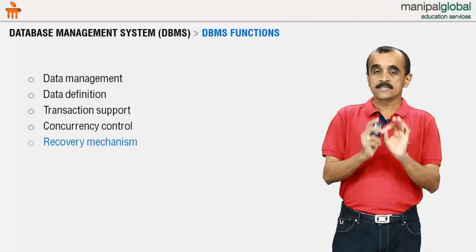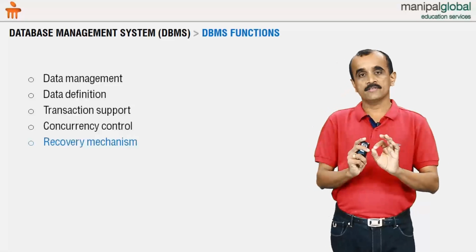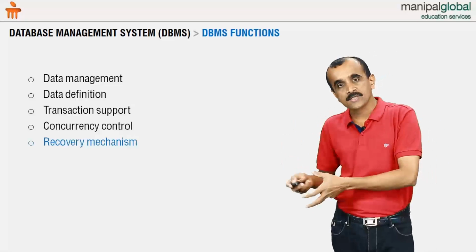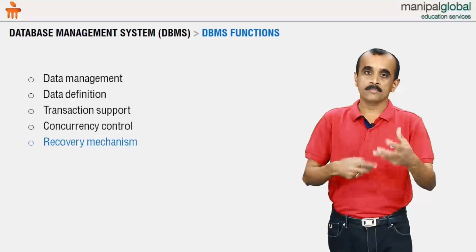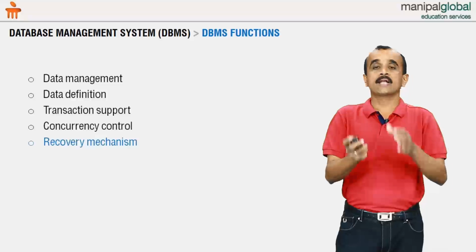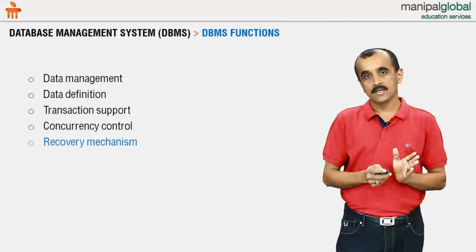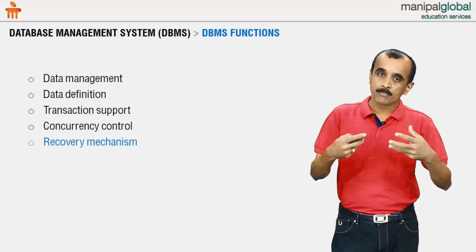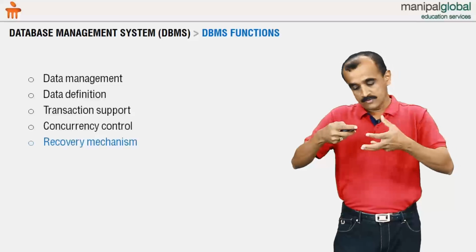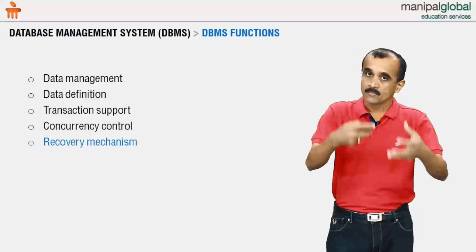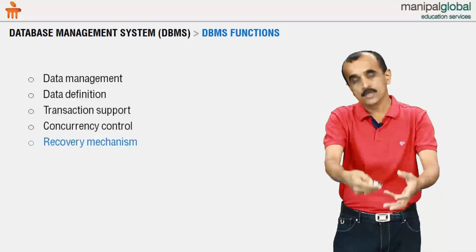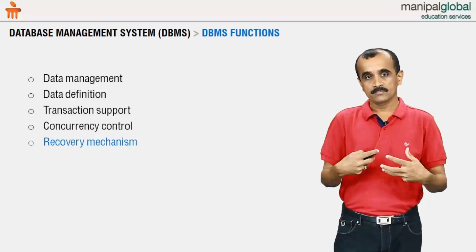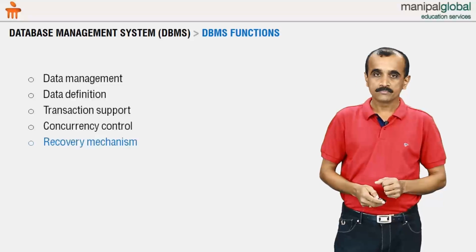We also know that in a simple file system or a simple database, if there is a crash, there may not be a mechanism to recover the previous instance of the data unless I always keep the latest backup. But a DBMS provides features or functions to recover the data, even if the database crashes. That is the recovery mechanism.